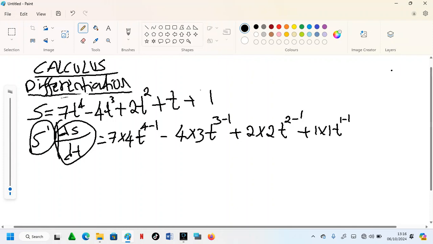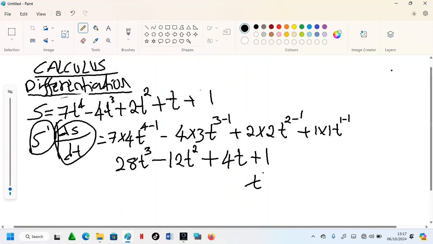So we are going to have 7 times 4, 28, t to the power of 3, and then minus 12t squared plus 4t, and then plus 1. Because remember we said t to the power of 0 is equal to 1. And therefore, this is the derivative of s with respect to time.